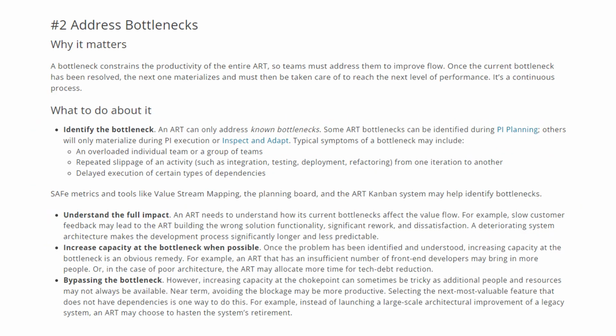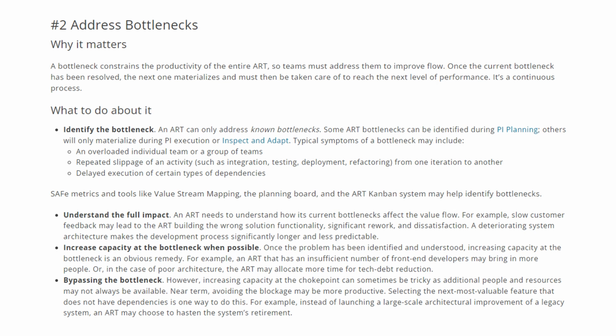The second flow accelerator is addressing bottlenecks. Why does it matter for an ART flow? A bottleneck constrains the productivity of an entire ART, so teams must address them to improve the flow. Once the current bottleneck has been resolved, the next one materializes and must then be taken care of to reach the next level of performance. So it is a continuous journey or a continuous process.